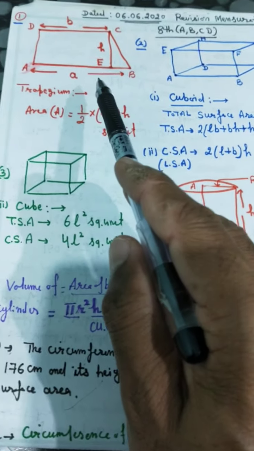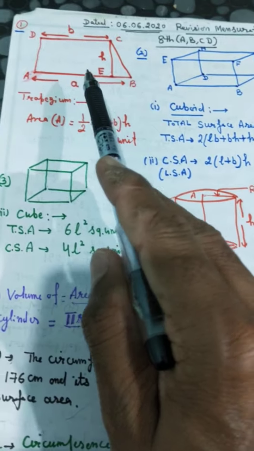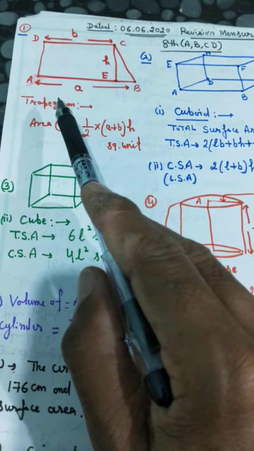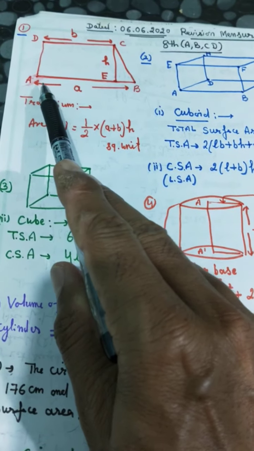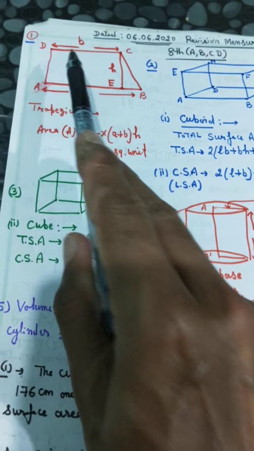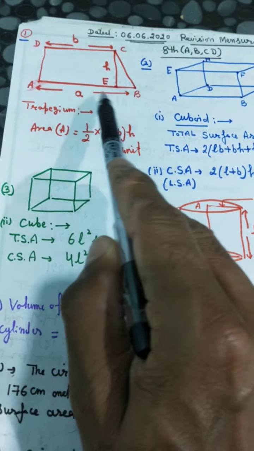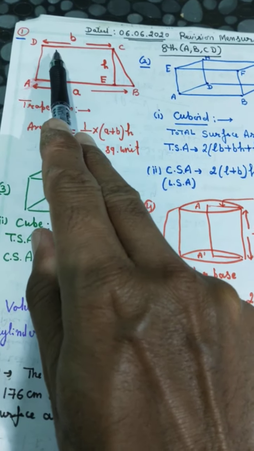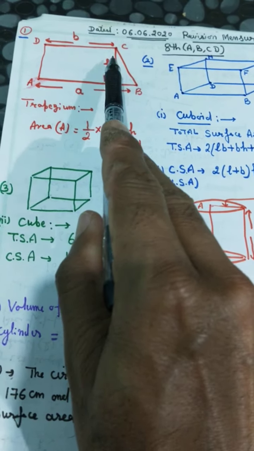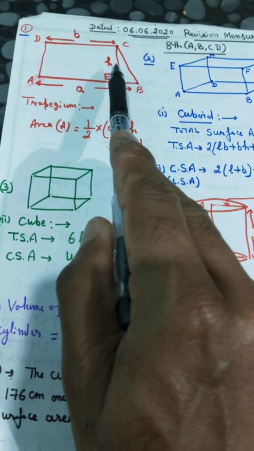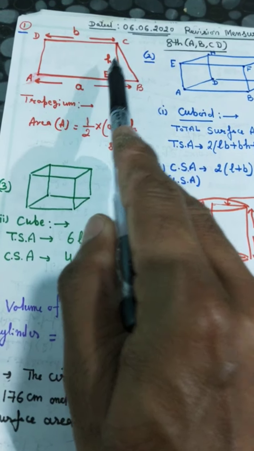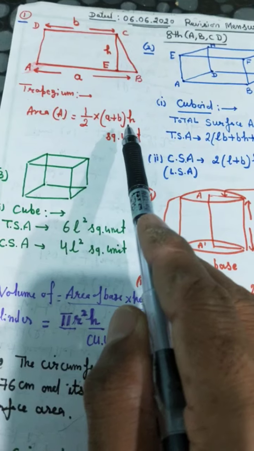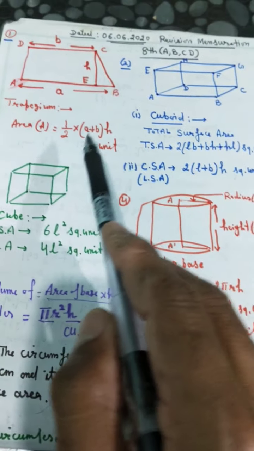So first I draw the figure of a trapezium. ABCD is your trapezium. The area of a trapezium: here AB is parallel to CD. One parallel side is denoted by a and the second parallel side is denoted by b, and the perpendicular distance between the two lines is called your height. So the area of a trapezium is equal to half into (a plus b) into h square units.